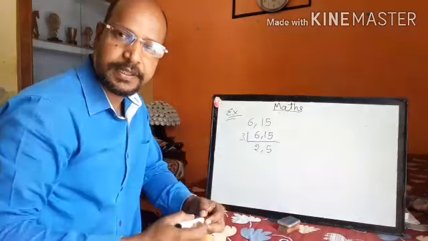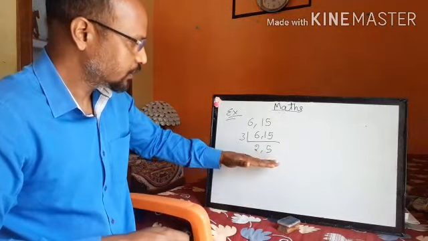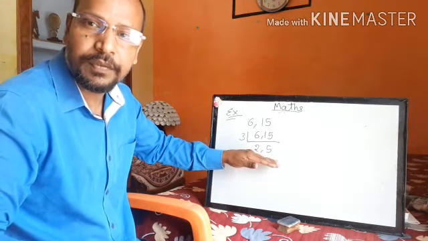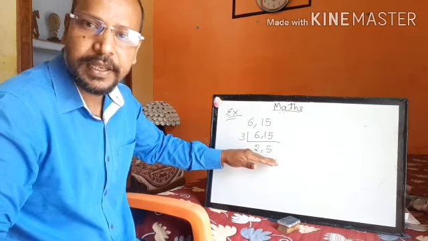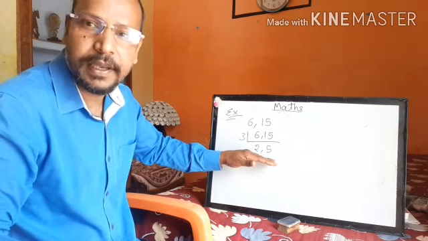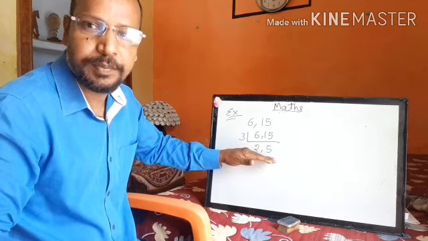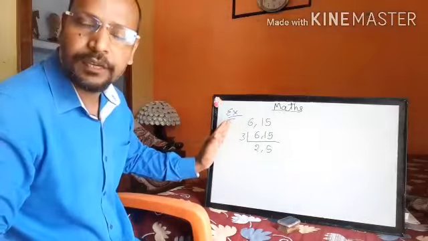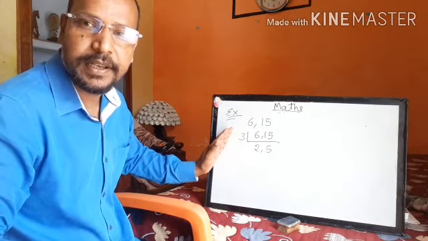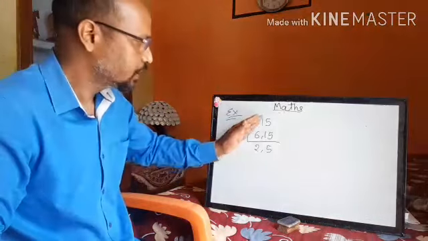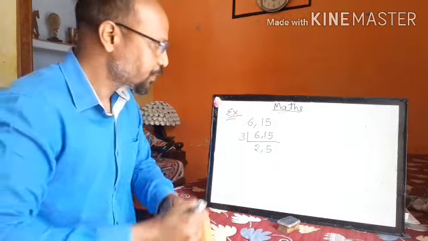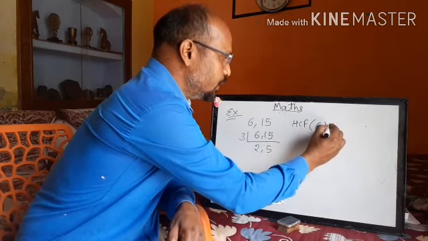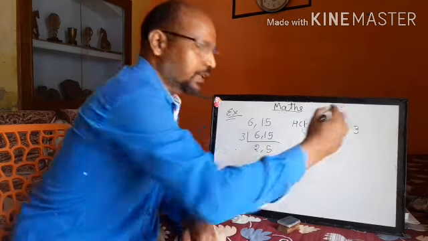So you can see we have got 2 and 5, and 2 and 5 are prime numbers. They cannot be divided further by any other number. So stop your division over here, right? The divisor that you find on the left hand side stands as the HCF of both given numbers. So the HCF of 6 and 15 is 3.